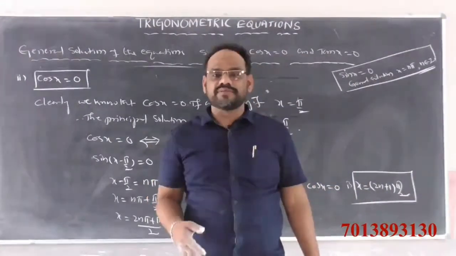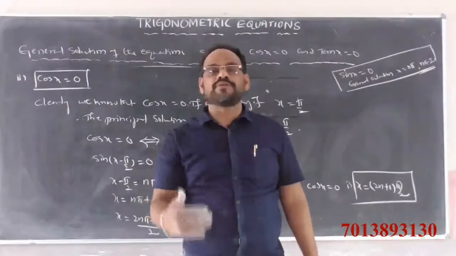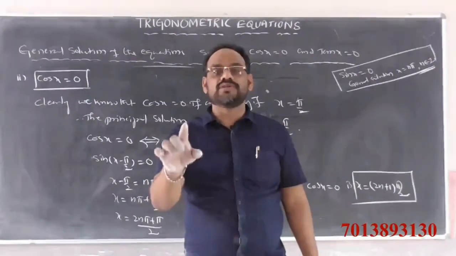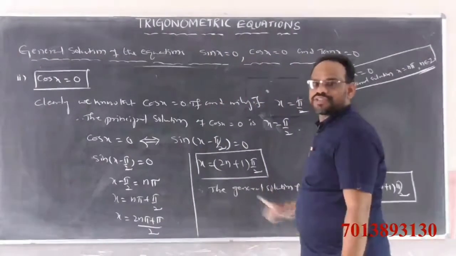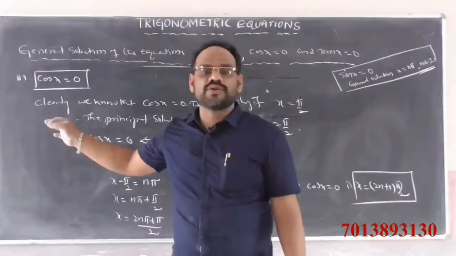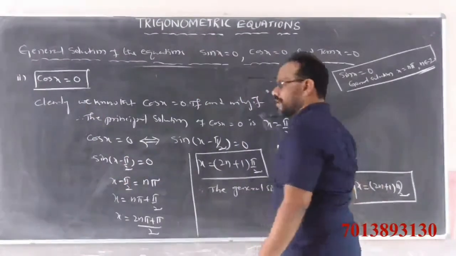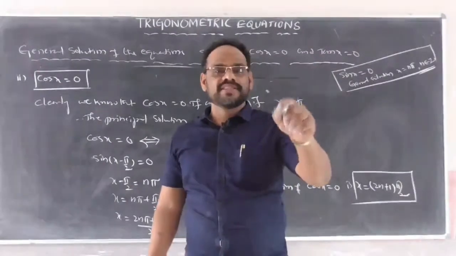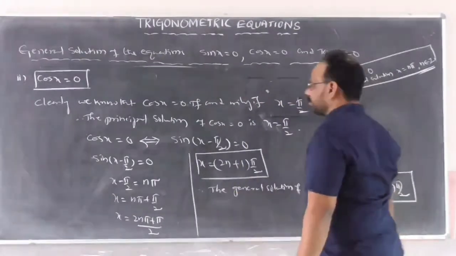That is pi by 2, 3 pi by 2, 5 pi by 2, minus 3 pi by 2, minus 5 pi by 2, minus 7 pi by 2. The value of the cos function is always 0 there. So that is the general solution of the given trigonometric equation. The general solution of sin x is n pi, integral multiples of pi. The general solution of cos x is odd multiples of pi by 2, that is 2n plus 1 into pi by 2.